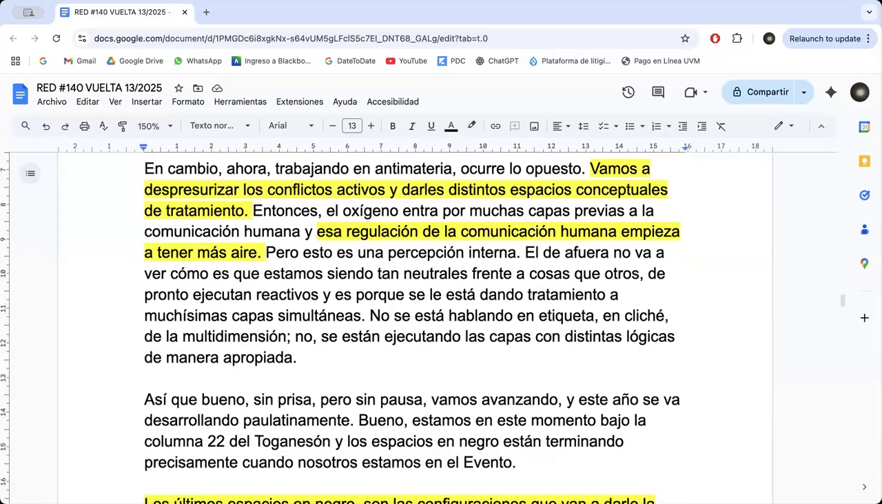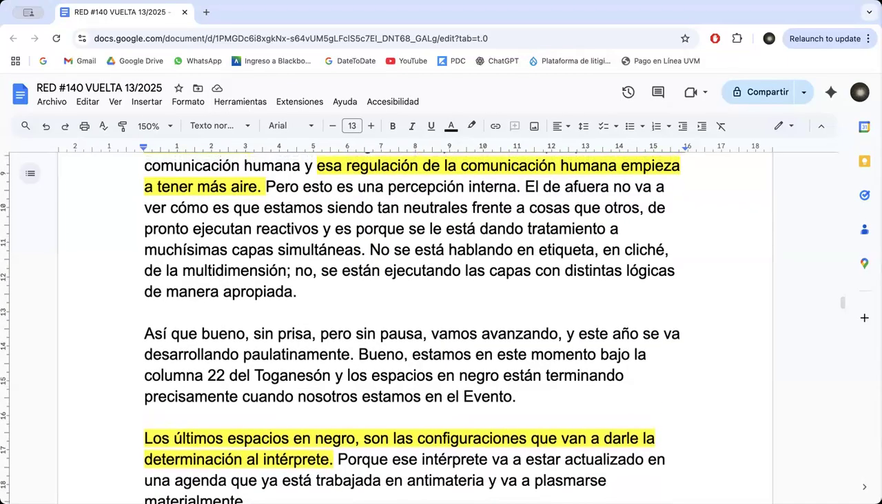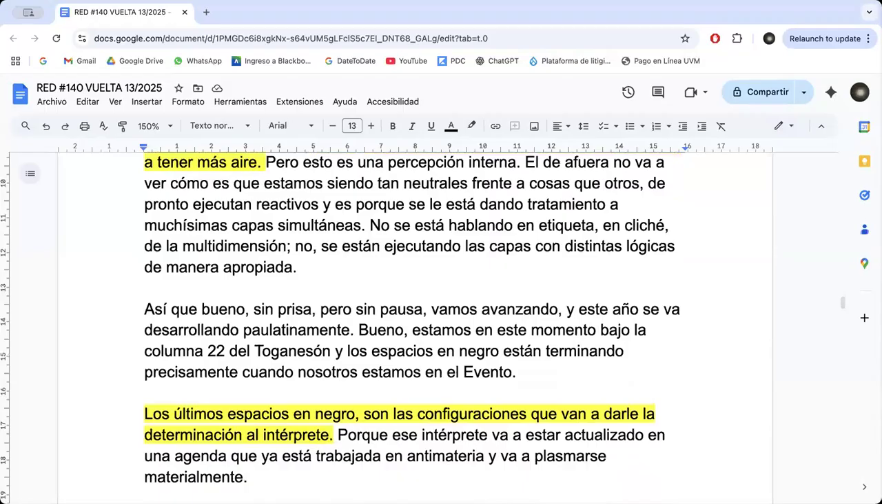But if we are working in the antimatter, the opposite happens. We're going to be depressurizing conflicts that are active, providing different conceptual spaces of treatment. So this is how the oxygen comes in through many other layers prior to human communication. And this regulation of the human communication begins to have more air. But this is an internal perception.